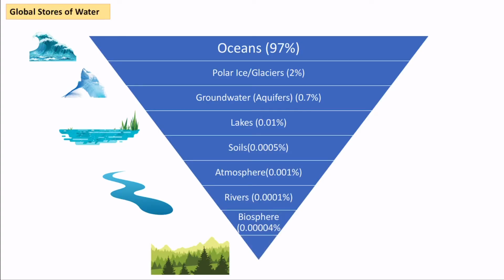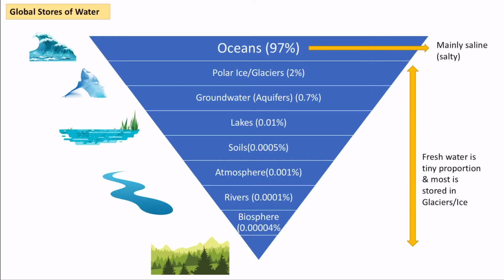What's also interesting is the fact that most of the water on Earth is saline, it's salty, and that even though there's lots of categories, fresh water is actually a tiny proportion of the amount of water that's actually stored on Earth, and of that, about 60 to 70% of it will actually be just stored in those polar ice caps and glaciers.